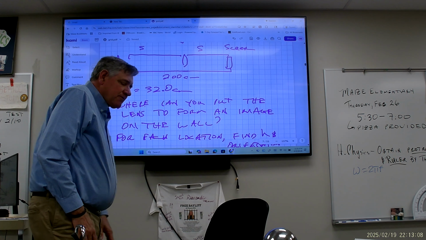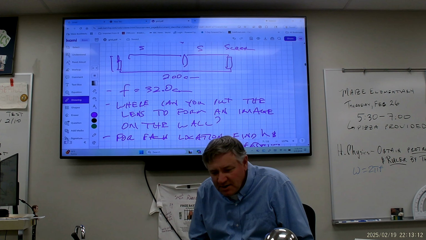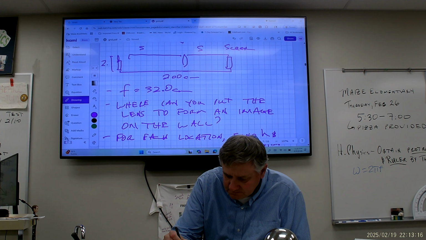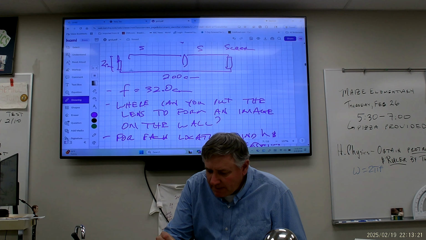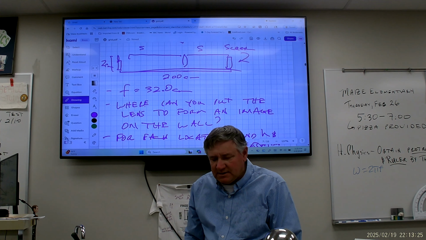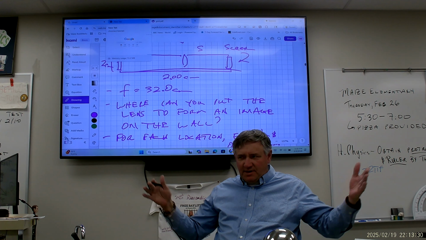So, here's an interesting question. You have a candle that is 2 centimeters tall. You're on an optical bench, and here's the screen that's 2 meters away, or 200 centimeters, however you want to think about it.